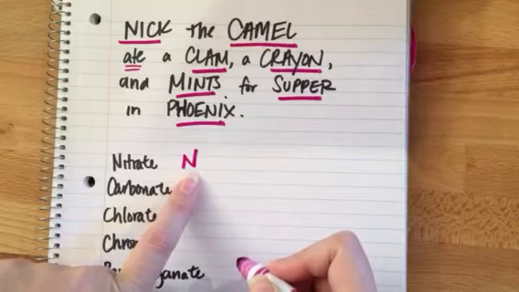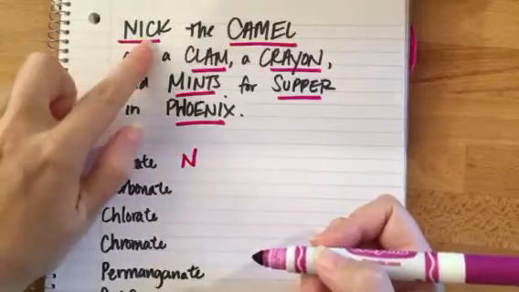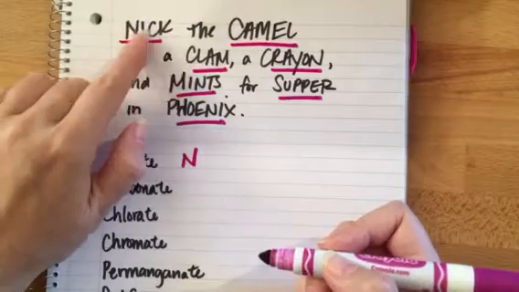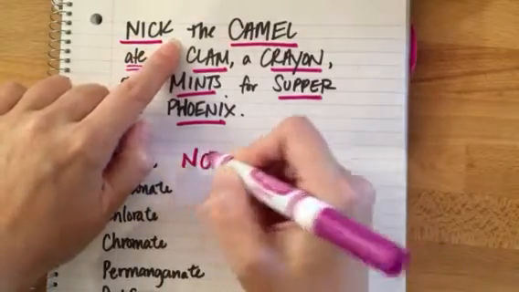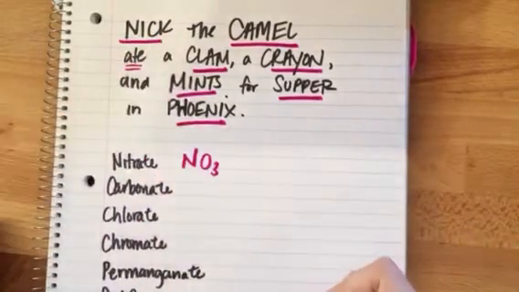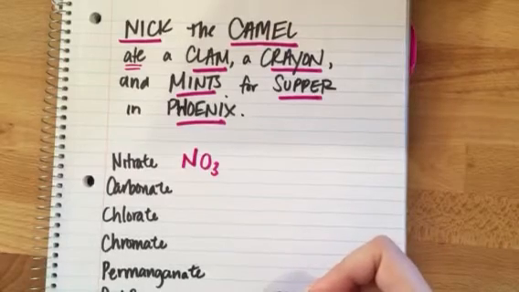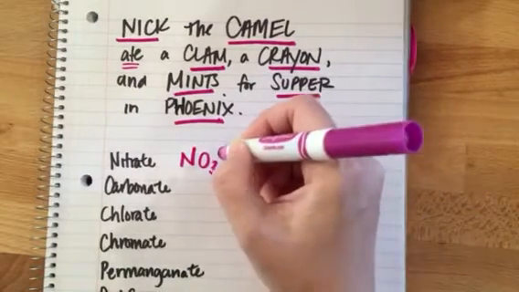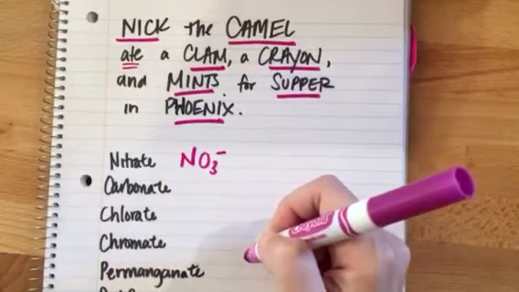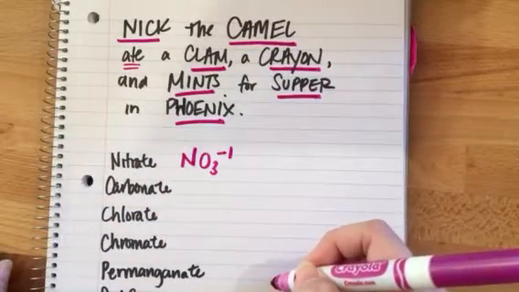The second thing that you're going to look at is the consonants versus the vowels. Your number of consonants in the word Nick, which there's 1, 2, 3, N, C, and K, will tell you how many oxygens there are. So we have 3 consonants, there's 3 oxygens. The number of vowels tell you the charge of the polyatomic ion, I apologize. They're all negative. There's 1 vowel, so it has a -1 charge.